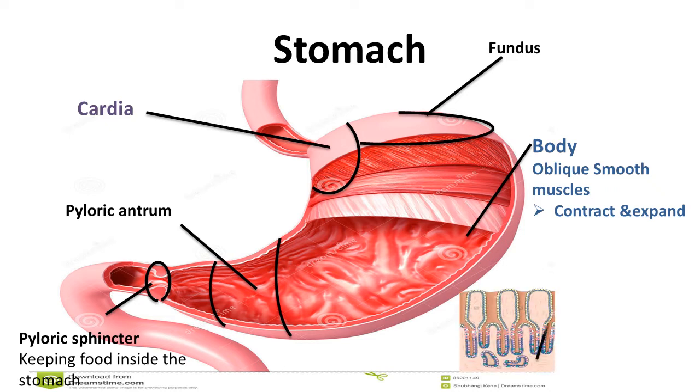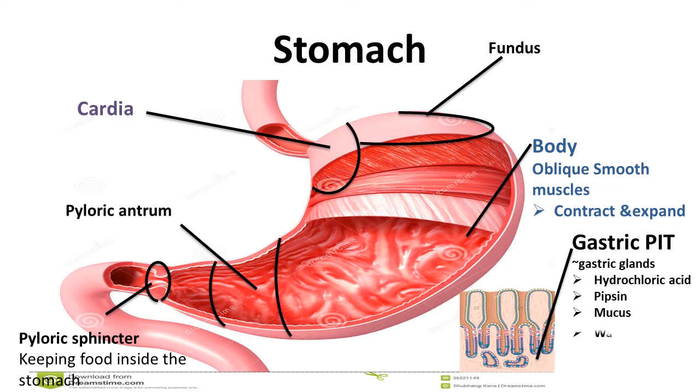Inside the stomach walls, there are gastric pits, which are the projections of gastric glands, secreting hydrochloric acid, pepsin, mucus, and water. All these gastric secretions mix with the food particles and make chyme.